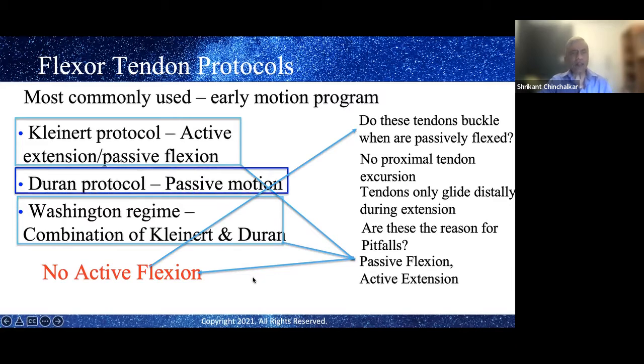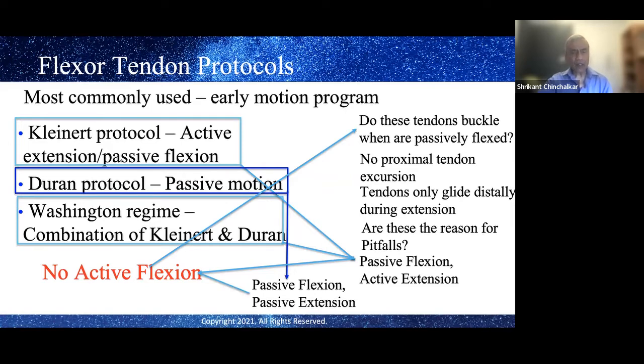However, if you look at the Duran program, it basically consists of passive flexion and passive extension. We know that whenever we are performing passive flexion and passive extension of the PIP joint, and at the same time passive flexion and passive extension of the DIP joint, even though Duran mentioned that there is 3 to 5 millimeters of tendon motion that occurs between FDS and FDP, the question arises: there is no active flexion.